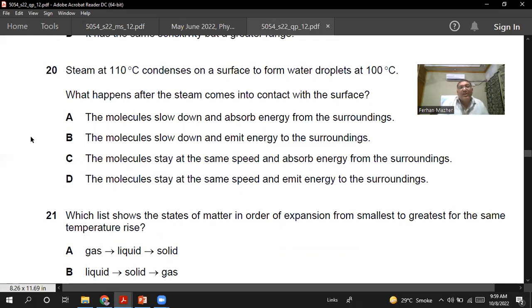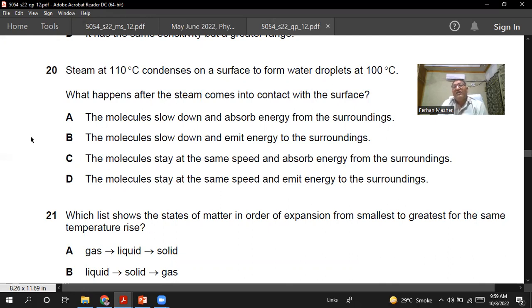The molecules slow down and absorb energy from the surrounding. No, they have to give out energy because they are at a higher temperature than the surrounding. So they have to lose energy so that temperature drops and that steam converts into the liquid. The molecules slow down and emit energy to the surrounding, that is true. The molecule stays at the same speed and absorbs energy from the surrounding. No. The molecule stays at the same speed and emits energy to the surrounding.